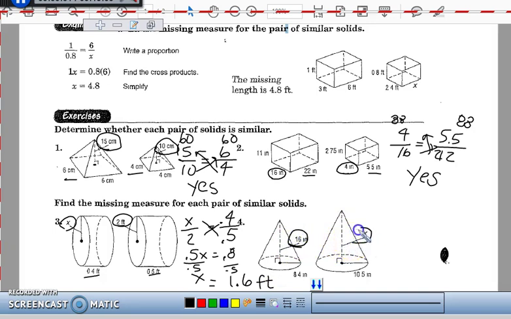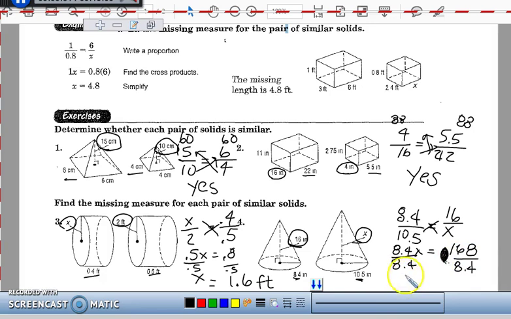Okay, again, we have a cone. There's 2 heights. There's 2 radii. When I set it up, let's start with the 8.4 going with the 10.5. On the other side, I've got 16 going with x. I'm going to cross multiply and I get 8.4x. I'm going to cross multiply this way and I get 168. You can divide both sides by 8.4. You can either show it or not. I don't care on that last step. When you divide both sides by 8.4, you will get 20 inches.